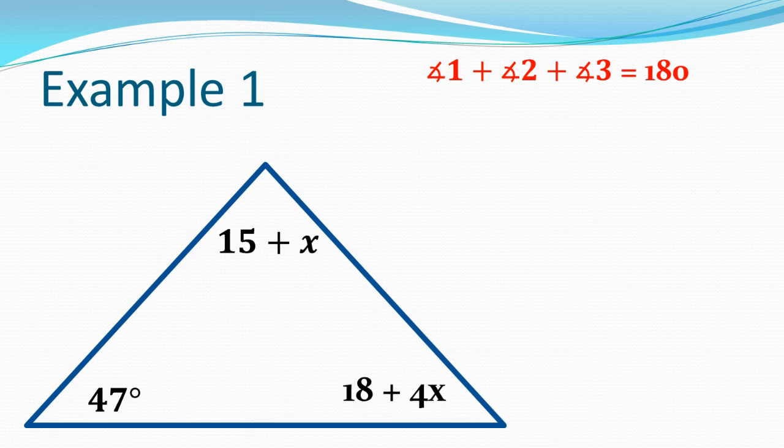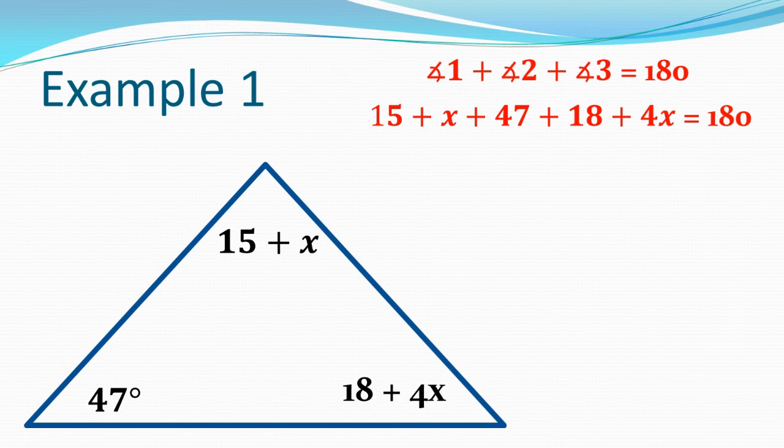of a triangle. So I'm going to substitute in all three of my angles, not just the degrees, but if it's represented by an expression, I substitute it in just the same. 15 plus x plus 47 plus 18 plus 4x. All three expressions are represented here, and they're all equal to 180 when they're added up. Now I'm going to treat this like a multi-step equation.